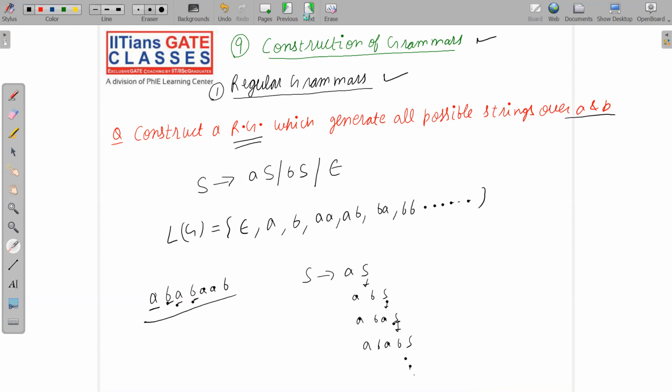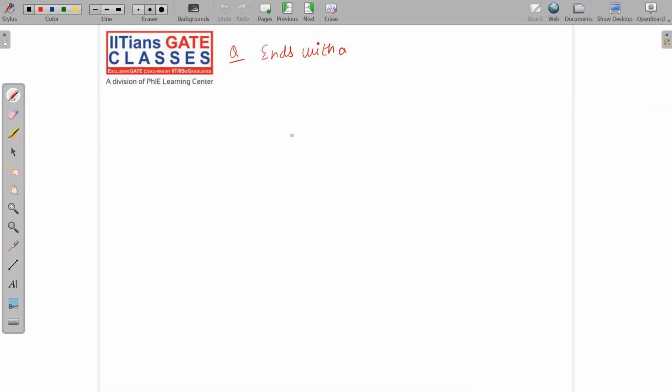Okay, now let's move to the next slide. So now you should note this fact that S implies aS, bS is your building block. That means anything over a and b can be generated by S implies aS, bS. Okay, now let's move here. Ends with a is again very simple. So we will write S implies aS, bS. We can generate anything, and then the stopper will be what?